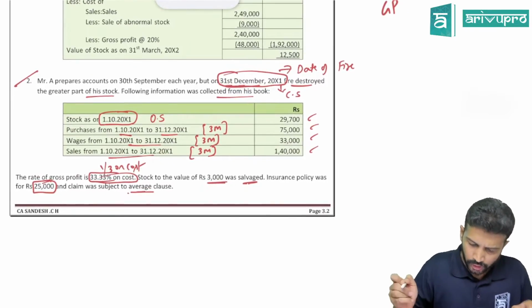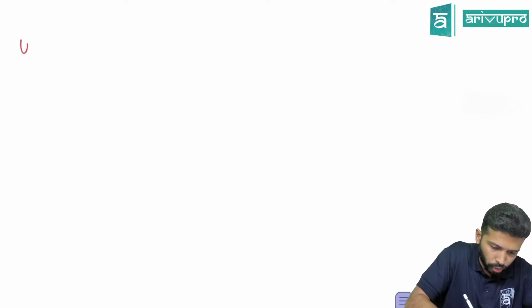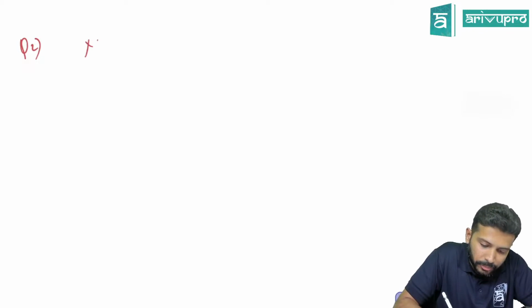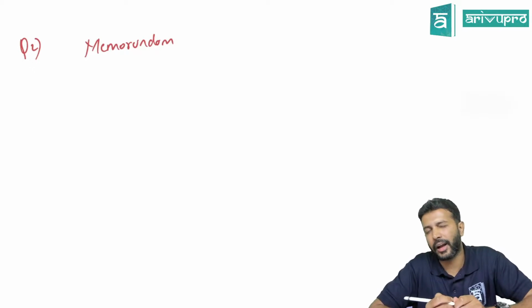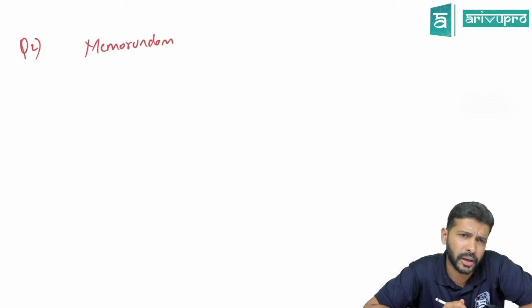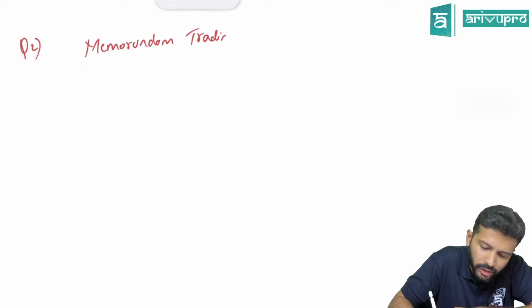Coming back, okay, I'll just maybe put it up here. Question number 2, no, this one. I'll prepare something known as, how do I get closing stock, I told? By preparing trading account. But am I preparing trading account for the whole year or only for 3 months? 3 months. Hence, I'm just going to call this memorandum trading account.